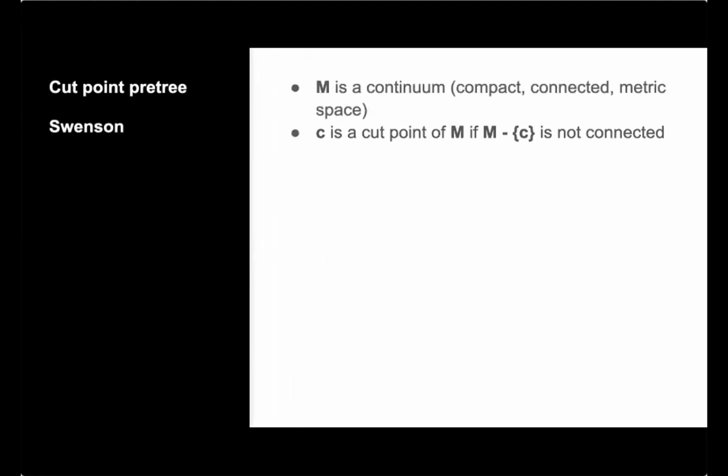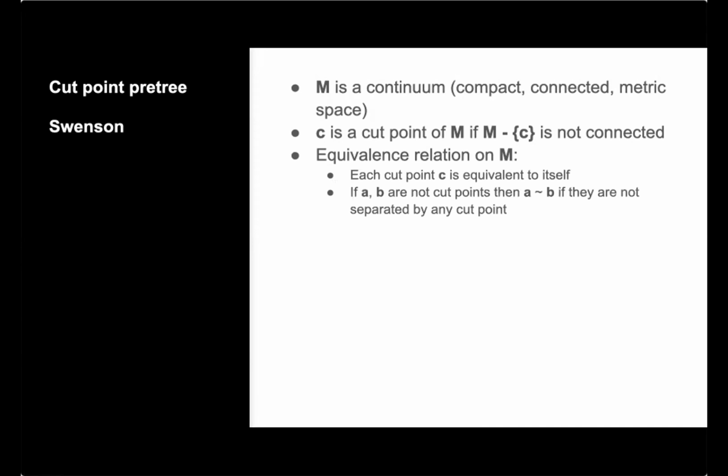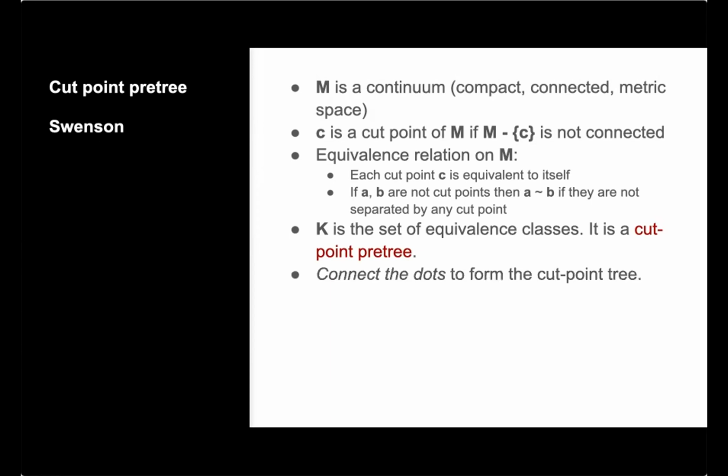These definitions can be found in the construction, also in the paper of Swenson: you start with a continuum. A cut point is, of course, a point such that if you remove it, M is no longer connected. And then you define an equivalence relation on M. Each cut point is, of course, equivalent to itself. And if A and B are not cut points, they are equivalent if they are not separated by any other cut point. So the cut point pre-tree is the set of equivalence classes under this equivalence relation. And if you connect the dots, you find the cut point tree. So we used it quite a lot.